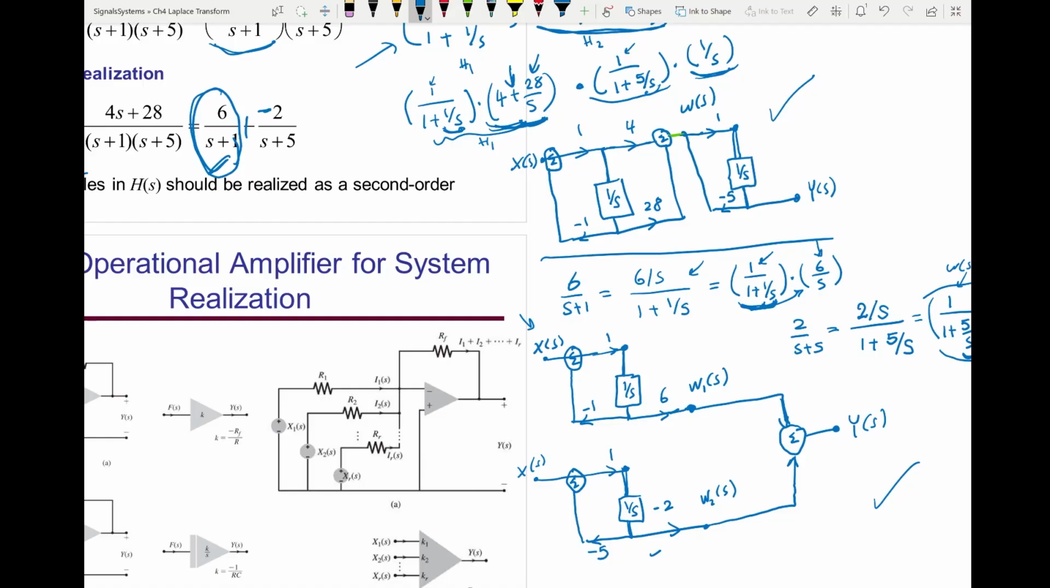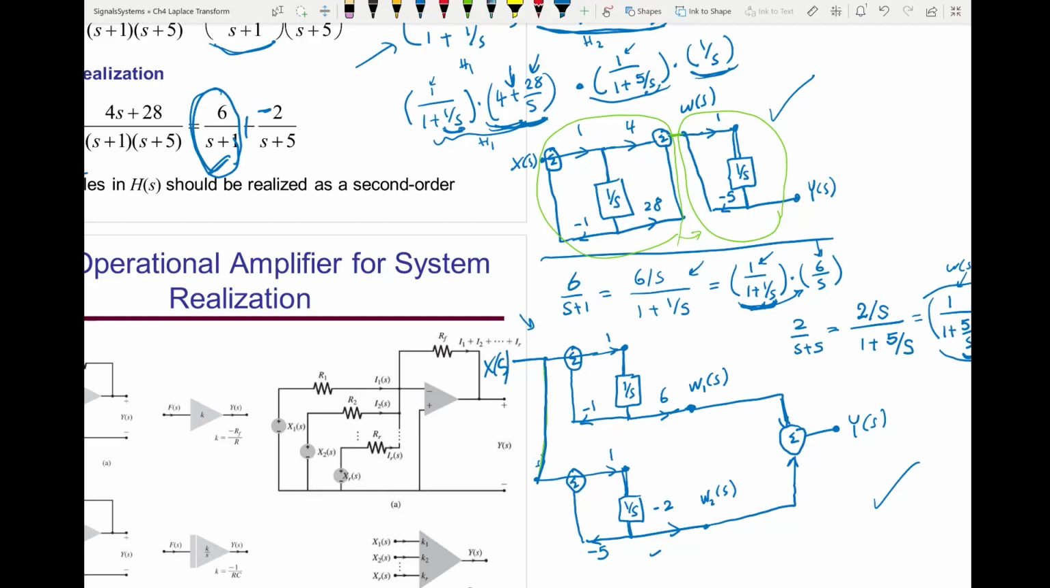But here is the advantage of the parallel realization. See, this subsystem here will stay idle until this subsystem finishes processing the input. Then it gives to here, then this will operate. But in this parallel realization, that's not the case. The input X of S here and here, I can connect them by one node. So I can just make a node here, and then this will be X of S.